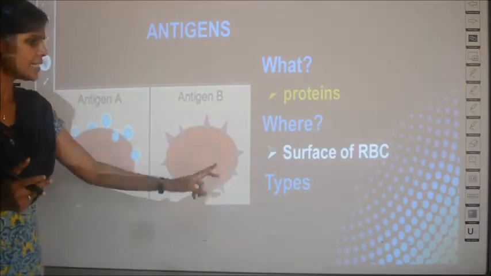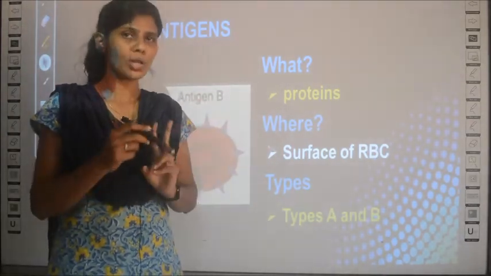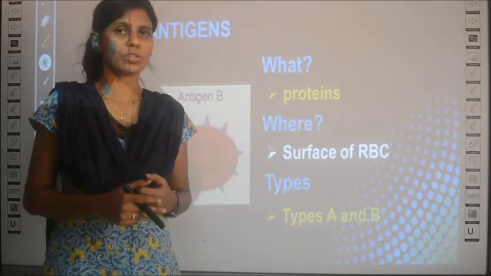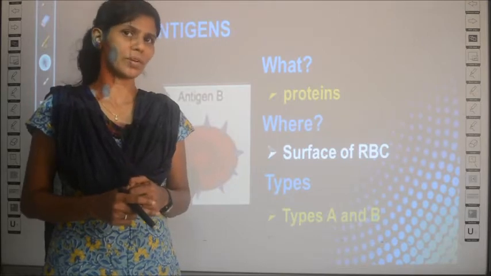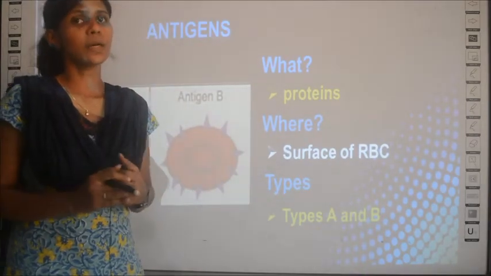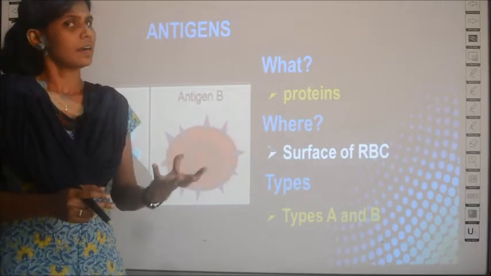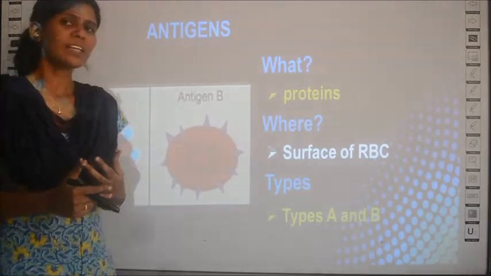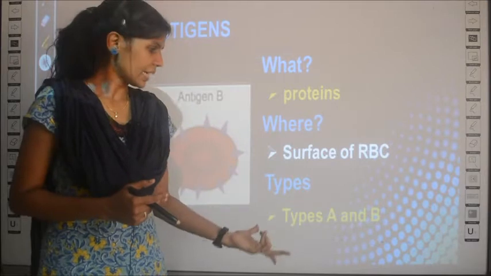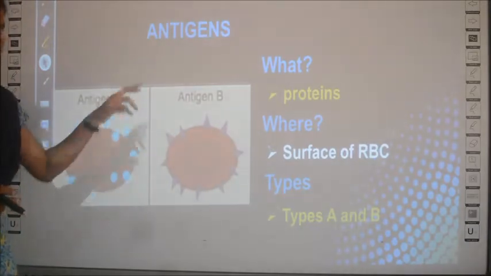There are two types of antigens, type A and type B. All human beings will have either type A antigen or type B antigen. Based on that combination, the blood group varies. So, what do you know about antigens? Antigen is a protein. It is present on the surface of the RBC cells of every one of us. The possible antigens that can exist in the blood are either type A antigen or type B antigen. Clear?